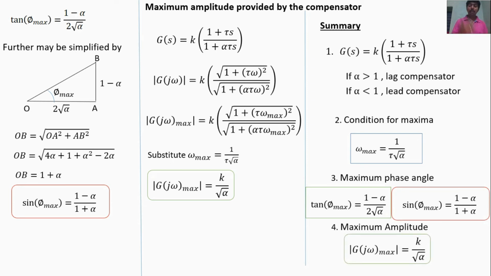Fourth one is the maximum amplitude calculation. The modulus of G(j omega) maximum magnitude is equal to K by root of alpha. Just note the formulas in your formula notebook. When you are going to write an examination, just recollect the formulas. Without knowing the formulas, you would have to derive the equation at exam time, and it will take more than 5 minutes. So just memorize the formulas before going to write an examination.